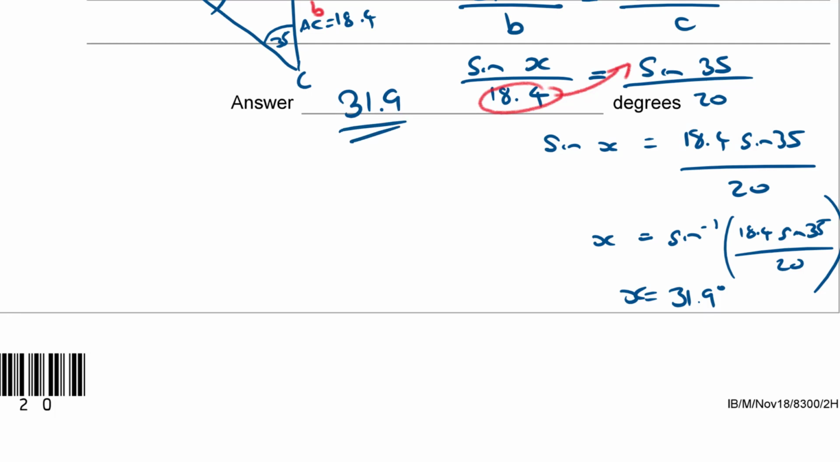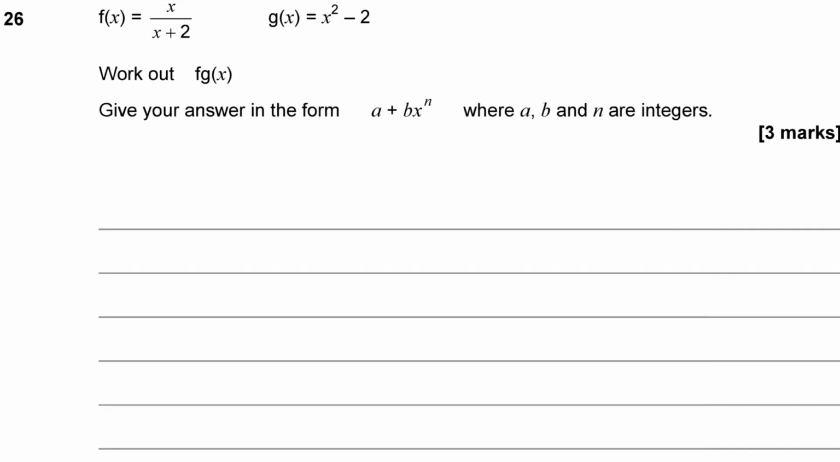Okay, 31.9. Question 26, f of x equals x over x plus 2 and g of x equals x squared minus 2. Work out f of g of x. Give your answer in the form a plus b x to the power n, where a, b, and n are integers. Okay. So basically, I've got to take function g and sub it into function f. You kind of work from the inside out for these. So closest to the x is this g here. So that means I've got to take this expression for g and I'm going to sub it into f.